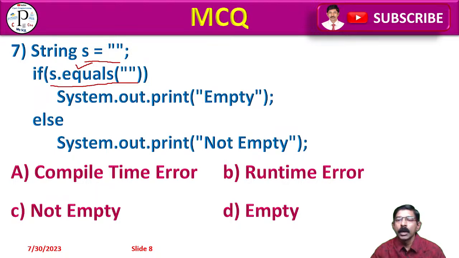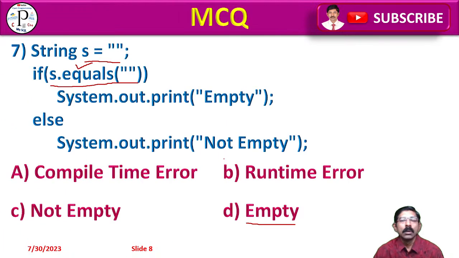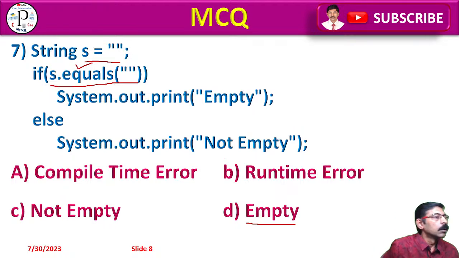Now, can you give an explanation why it is going to give you empty? Everybody has given D. One candidate has given runtime error.